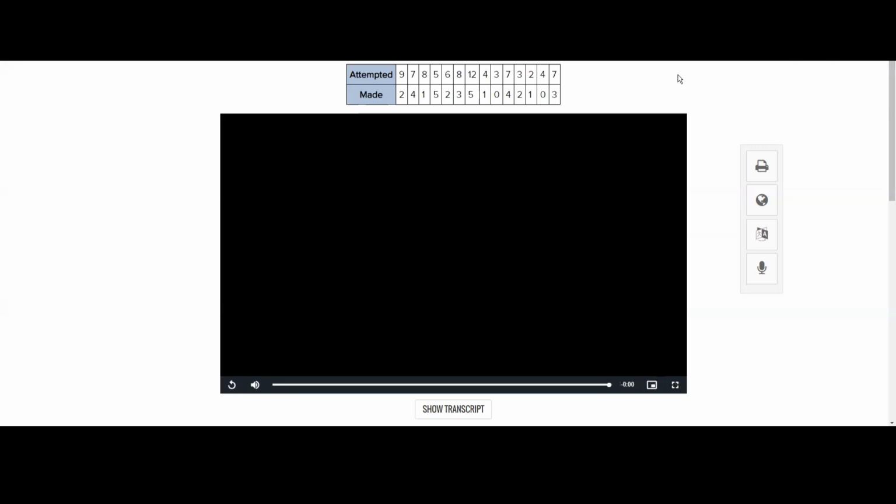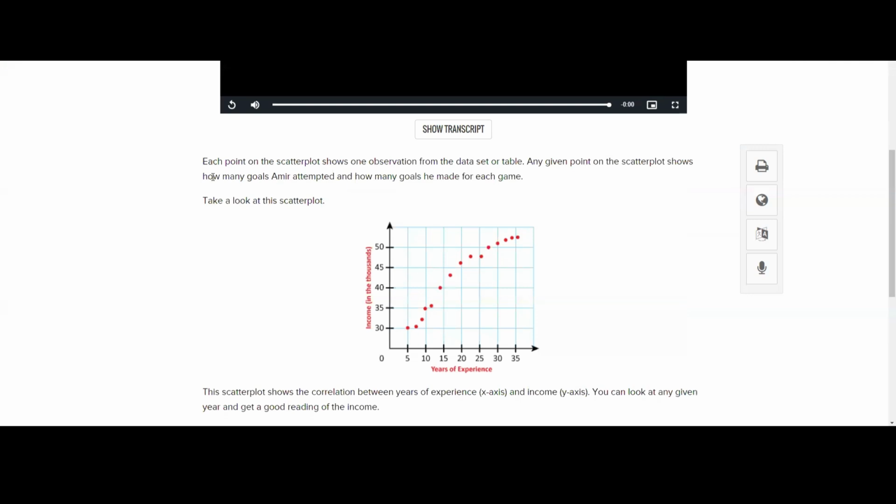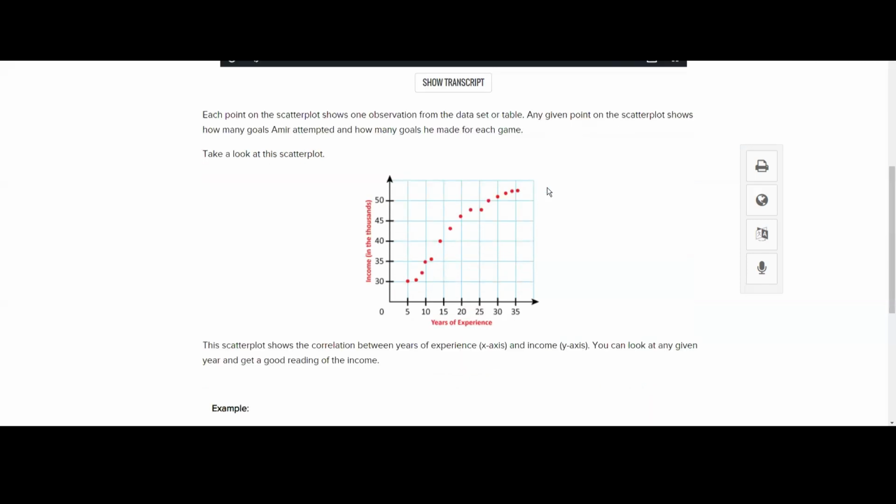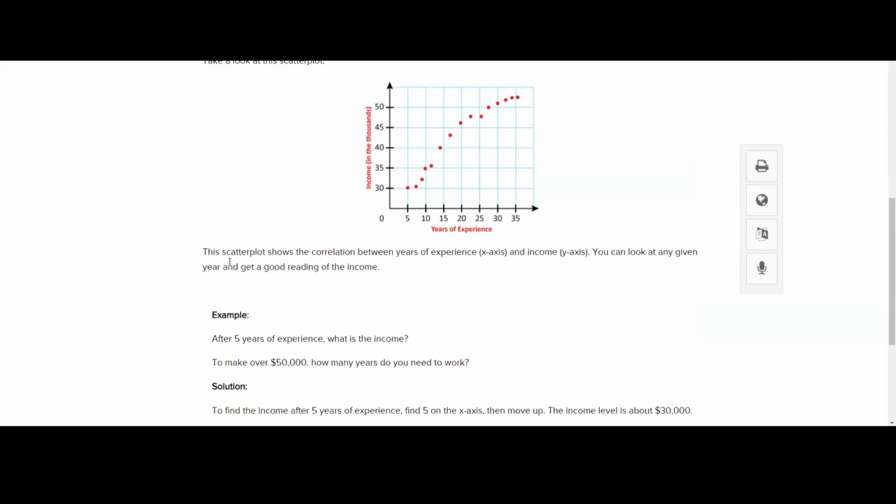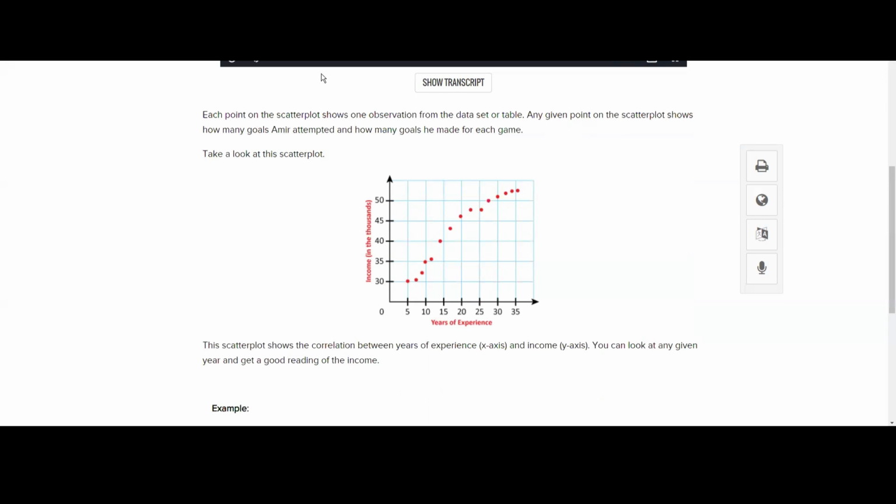Yes. Okay, good. So each point on the scatter plot shows one observation from the data set or table. Any given point on the scatter plot shows how many goals Amir attempted and how many goals he made. So if you look at the scatter plot, this is it here. That's it on that one.